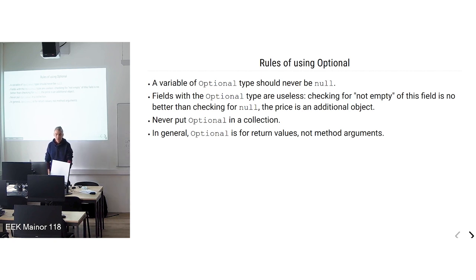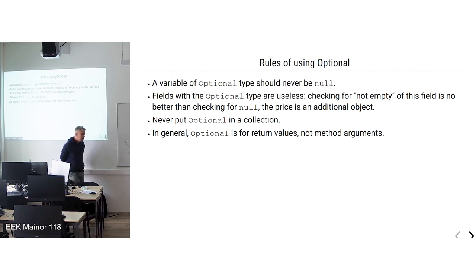So there are some rules. If you are using optional, we expect you to follow some rules. For example, a variable of optional type should never be null, of course, or else it will just blow your brain, right? Because you should never expect optional to be null. So you should always create non-null optionals. Fields with the optional type are useless, actually, in most cases, because checking for non-empty of this field is no better than checking for null. If you're holding optional as a field, you will have a memory overhead, because optional is an extra object in the Java memory heap. Never put optional in collection, and in general, optional is for return values, not for method arguments.